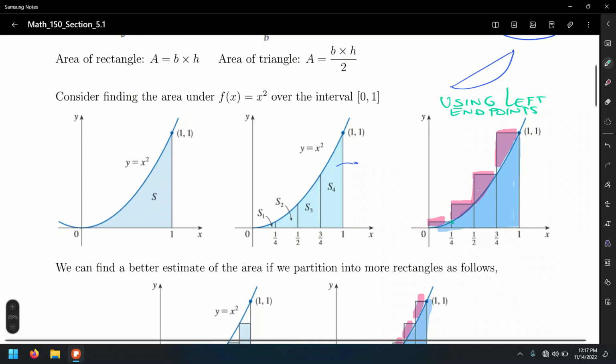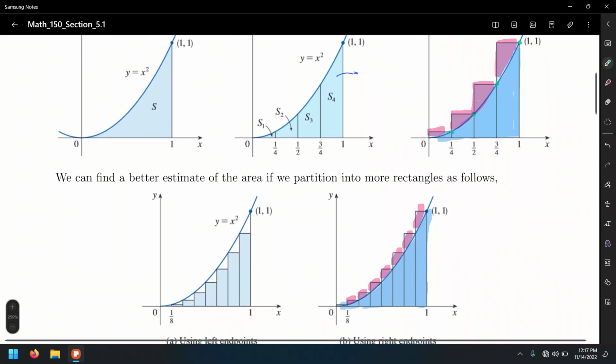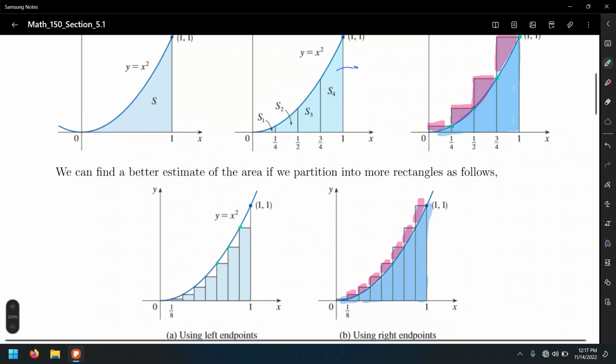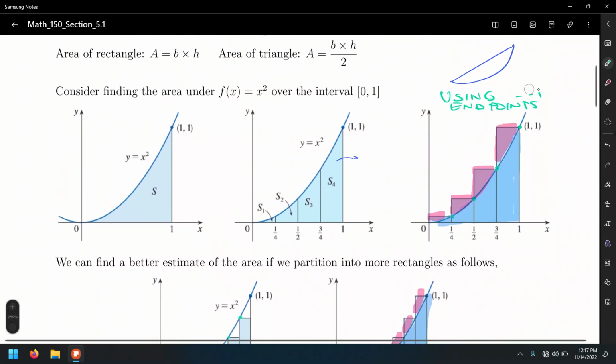Let's look at the second rectangle. Right here, this point is the left endpoint of the second rectangle, the left endpoint of the third rectangle, and the left endpoint of the last rectangle. All right. Another way to estimate these areas is to instead use left and right endpoints. And using right endpoints, so check this one. This is a right endpoint because it's on the right of the... Oh, wait a minute. This is the reverse. These are right. Yes, right.